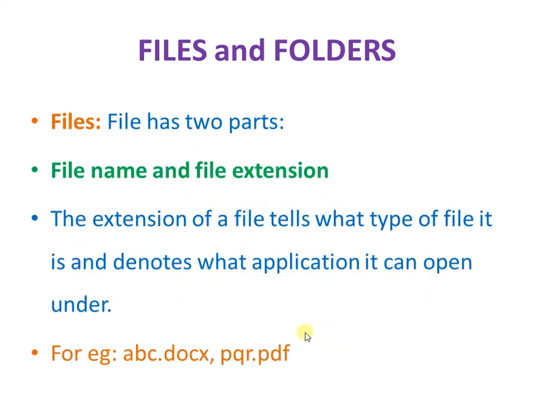So we have two parts. A file has basically two parts, a file name and a file extension. फाइल में हमेशा दो पार्ट्स होंगे, ठीक है, फाइल नेम और फाइल एक्सटेंशन. जैसे यहाँ पे लिखा हुआ है abc.docs. So here abc is the file name and docs is the file extension. pqr.pdf, pqr is the file name and .pdf is the extension.